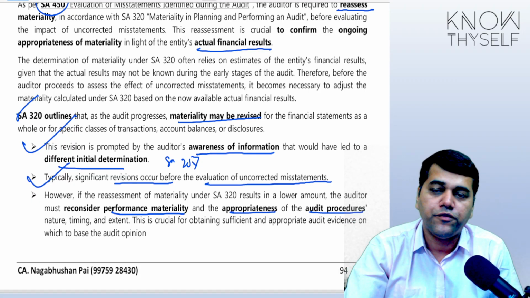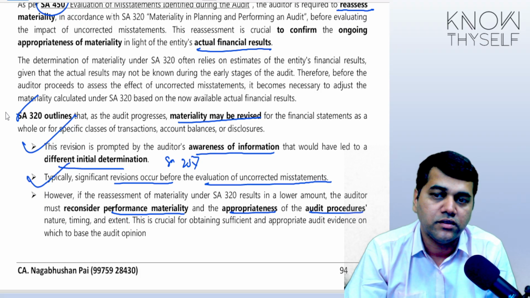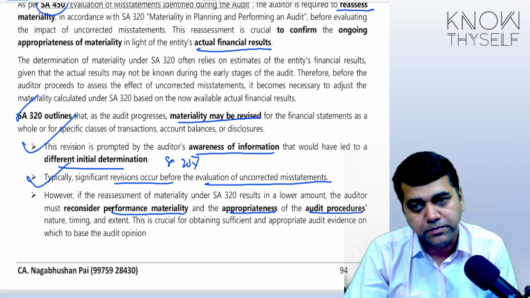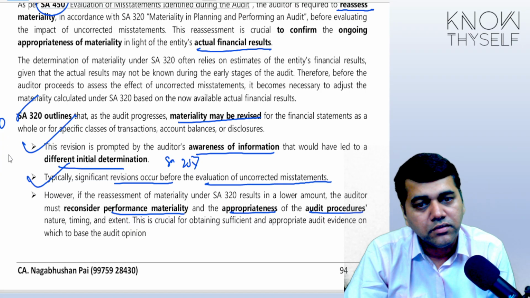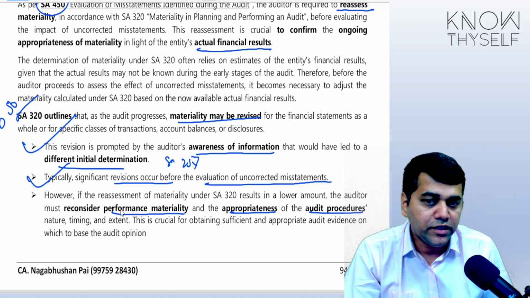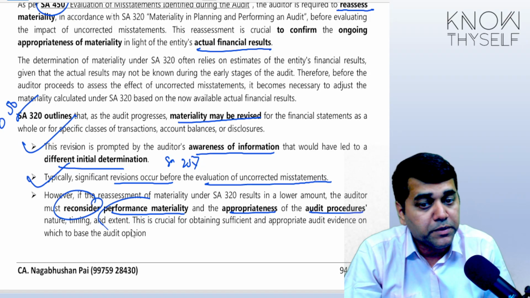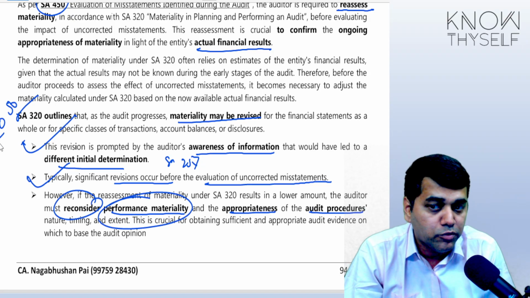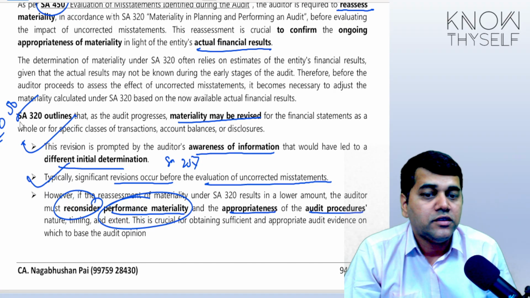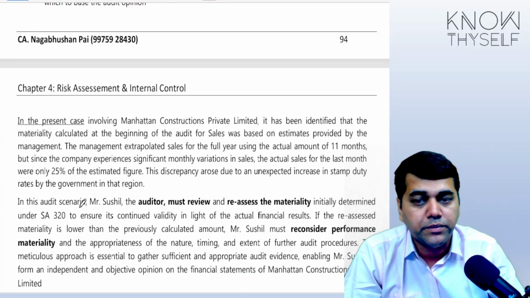Suppose tomorrow ICAI says out of 600 you need to score 400. Do you think students will keep 40 per subject only? They may change it to 50, right? Similarly, when your overall materiality is going to change, you have to reconsider the performance materiality also. That 40 is more like a performance materiality. This is crucial for obtaining sufficient appropriate evidence on which the opinion is to be based.